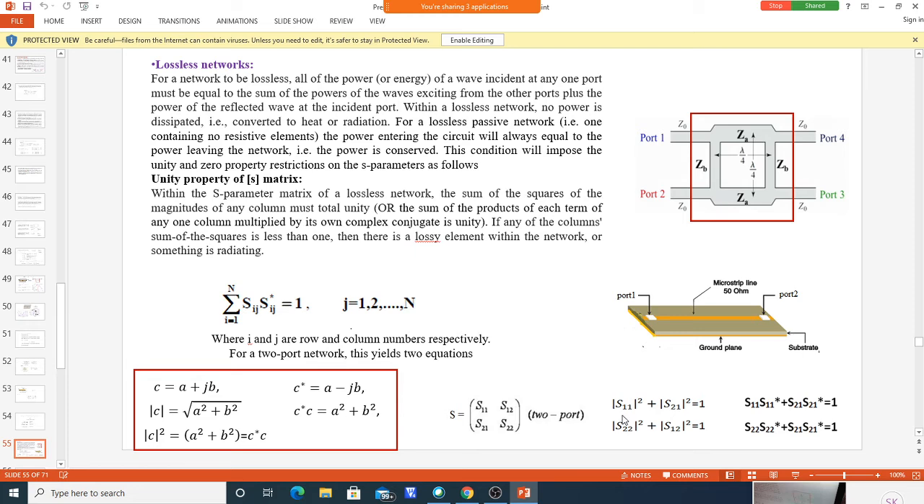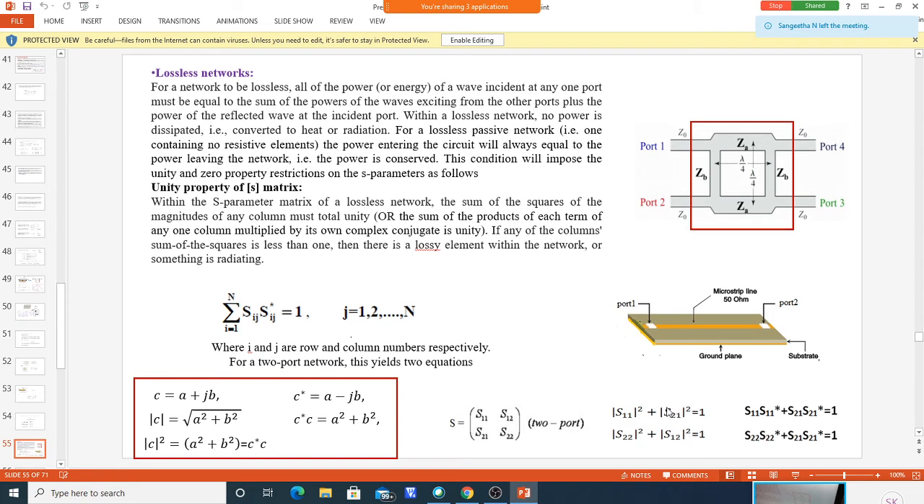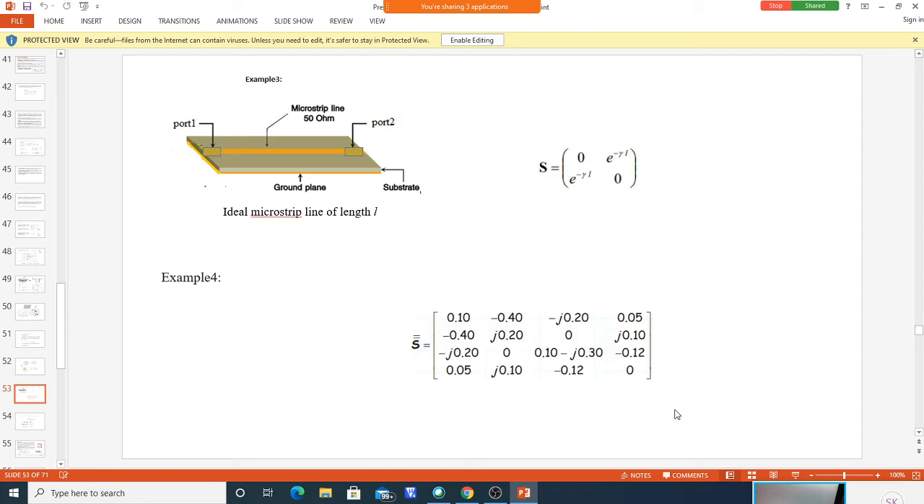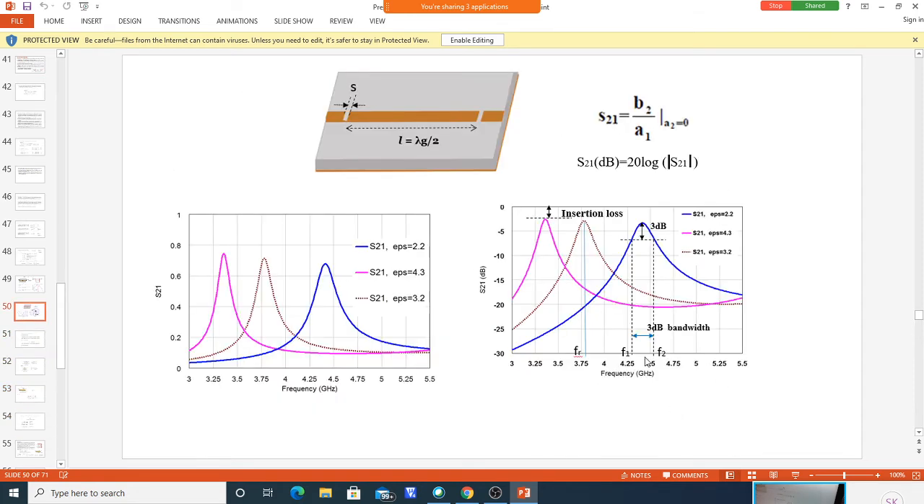So here is the voltage ratio, and we take the S21 magnitude square. This represents the power, and this is what we are plotting here. Usually we plot that in decibels. The S21 magnitude square represents the power, but we express that power in terms of decibels.